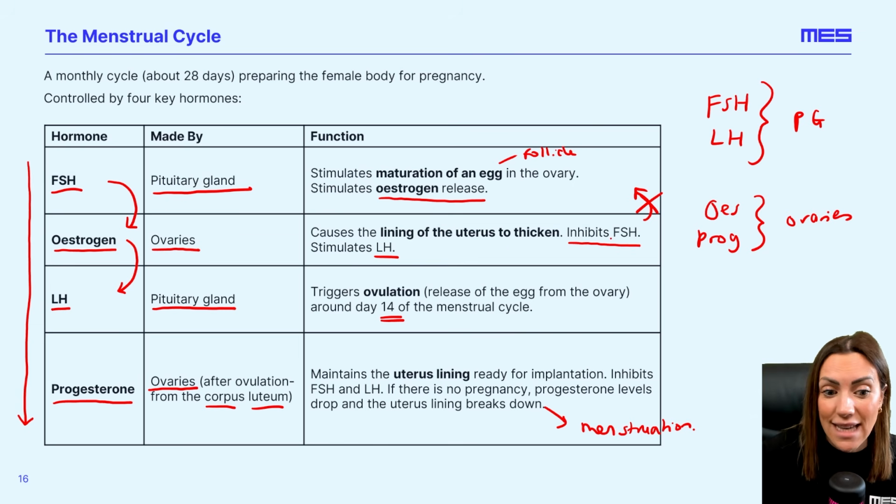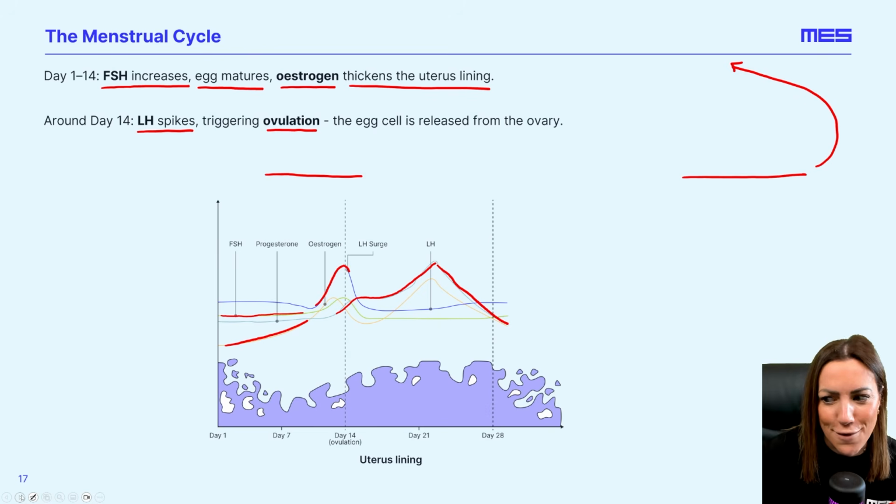It blocks FSH. It stimulates LH. LH causes ovulation, the release of an egg from the ovary. Progesterone maintains the thick uterus lining. It blocks both FSH and LH so that multiple eggs are not released from the ovaries.